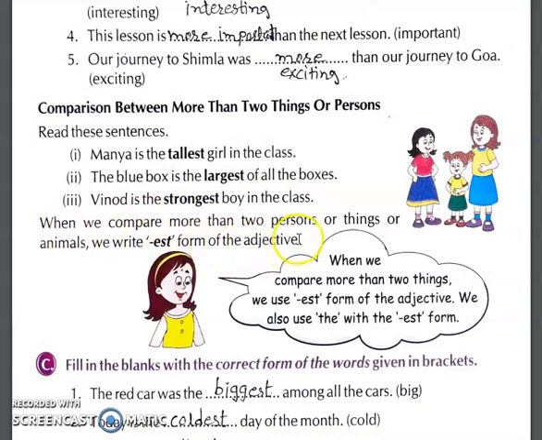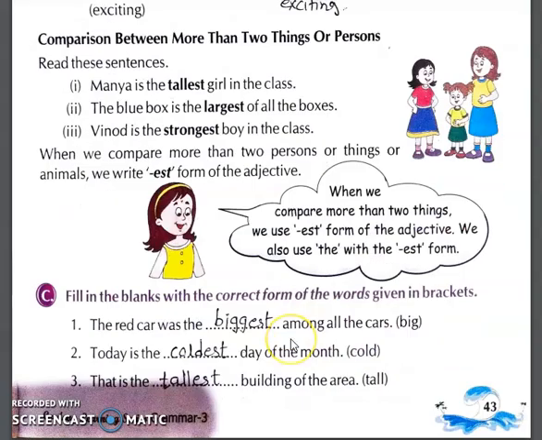When we compare more than two persons or things or animals, we write EST form of the adjective. मतलब जो भी एडजेक्टिव है हमें उसमें EST लगाना है. When we compare more than two things, we use EST form of the adjective. We also use the with the EST form. जैसे कि मैंने पहले बताया कि जब EST फॉर्म हम यूज करेंगे तो उसके आगे हमें the लिखना जरूरी है.